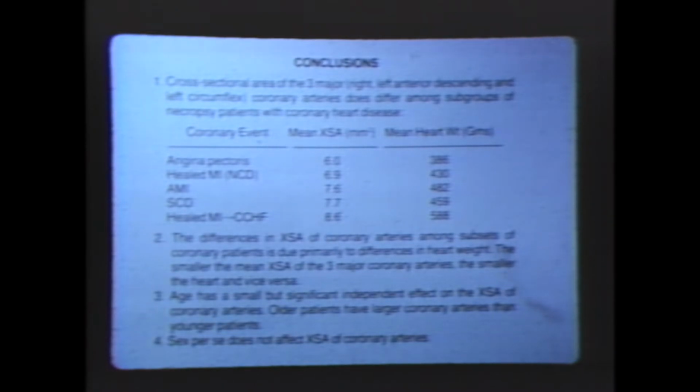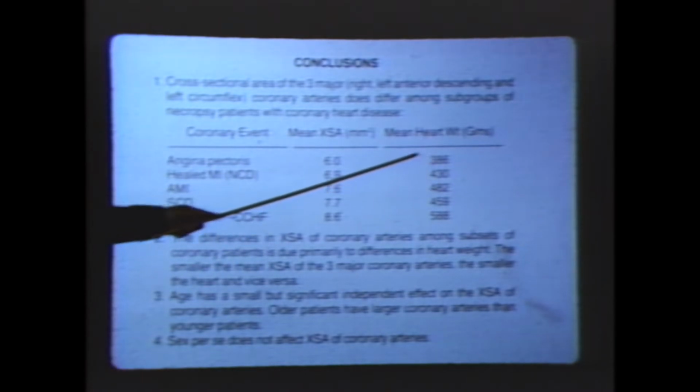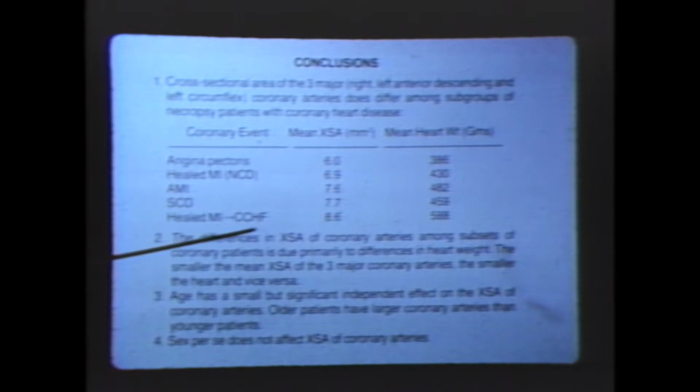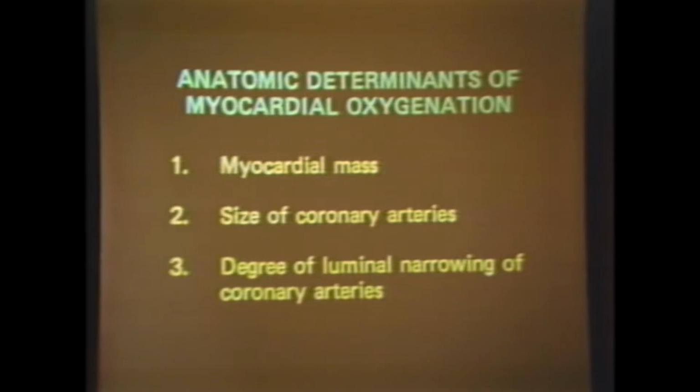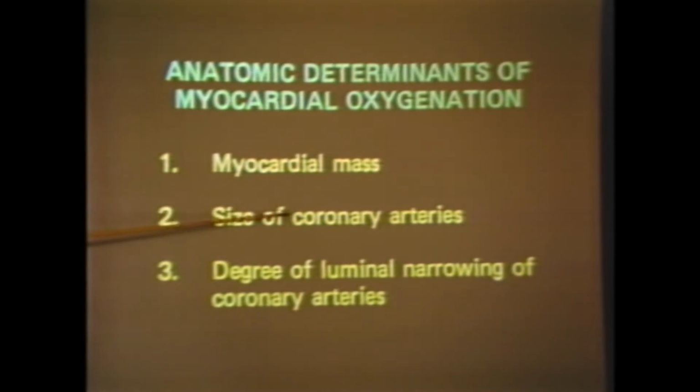But what was responsible for these differences? And we found that 95% more or less of the difference was due to heart weight. The patients with the smallest hearts had the smallest coronary arteries. The patients with the largest hearts had the largest coronary arteries. So we concluded from this analysis that if one looks at anatomic determinants of myocardial oxygenation, the size of the coronary artery is proportional to myocardial mass, so they cancel out one another, and one is left with the degree of luminal narrowing of the coronary arteries as the major factor.